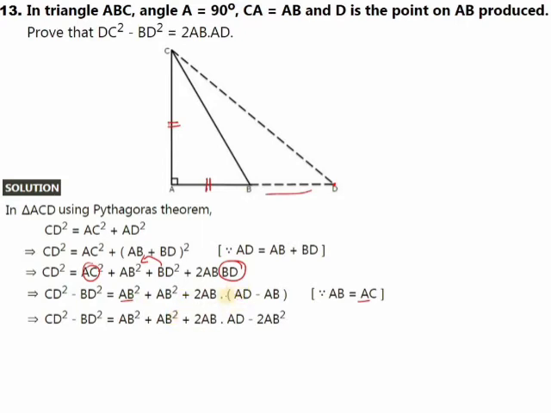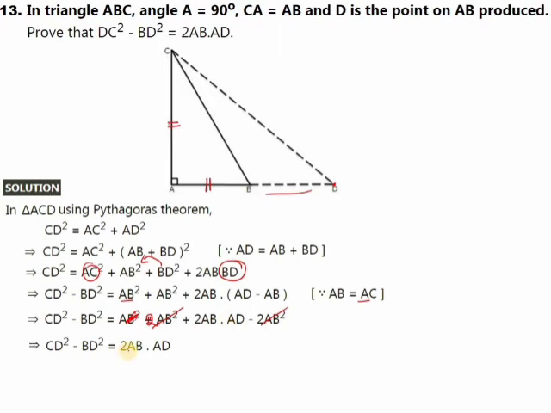Now see here, just open the bracket, 2AB into AD is 2AB AD minus, okay, plus into minus is minus, 2AB into AB is 2AB square, okay. Now in fact what you can do is AB square plus AB square is just 2AB square, isn't it? So instead of writing this, you can write 2AB square here, okay. Now what you see here is, here also 2AB square is there, here also 2AB square is there, they will get cancelled, okay. So ultimately what is left?